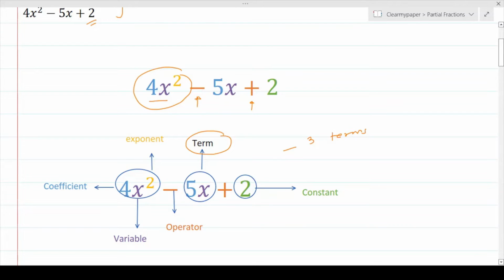But whatever is between the plus or minus operators, or next to the operators, that whole bunch we will call one term. So this whole circle is term 1, this other circle 5x is term 2, and this number 2 is term 3. That's the first concept.